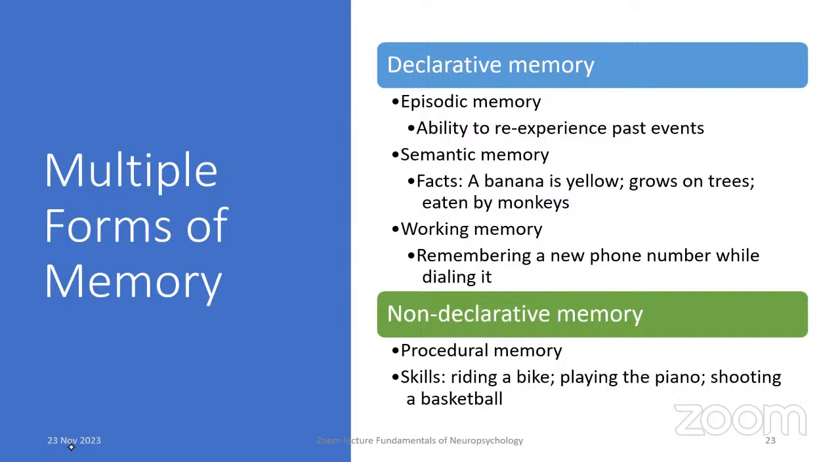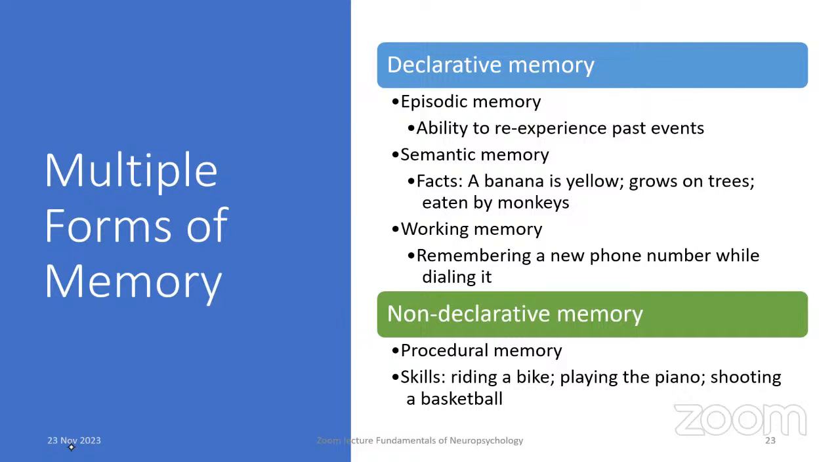When did you last go to the market, when did you visit a mall, what picture have you seen? These are all time locked. Whereas semantic memory is a fact. And what is the color of a banana? It's yellow. It grows on banana trees and it's eaten by monkeys. These are all facts. Remembering a new phone number while dialing it is working memory.